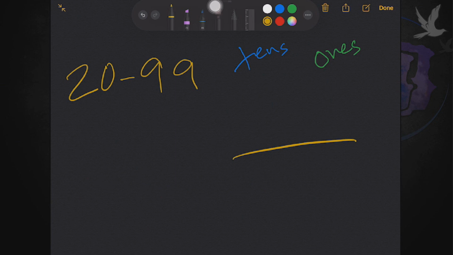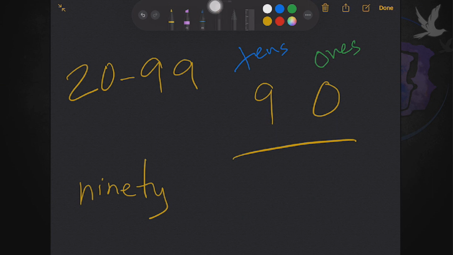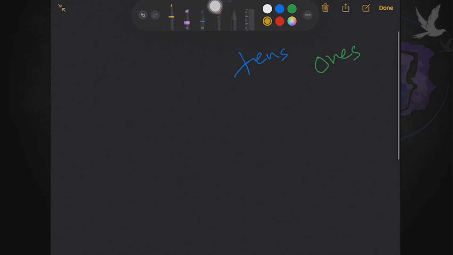Now, let's say we have the number 90, spelled as ninety. Okay? What if there is a value in our ones place? Let's say it's 2. It is now read as 92. All you have to do is just write the number 2 there. Now, everything is so easy, like what I've told you earlier.